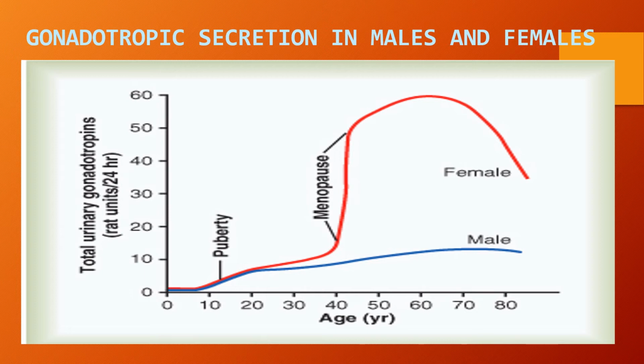So in here, this is the representation of gonadotropic secretion in males and females as measured using urinary gonadotropins. Okay. So at the age of 10, before puberty, it's very low. But after puberty, it increases. For male, it's the same representation as the previous slide, and for the female, it increases, then starts to go down during the menopausal period.